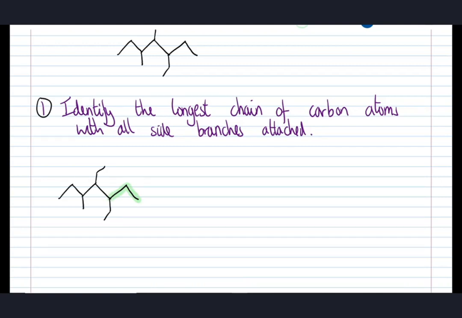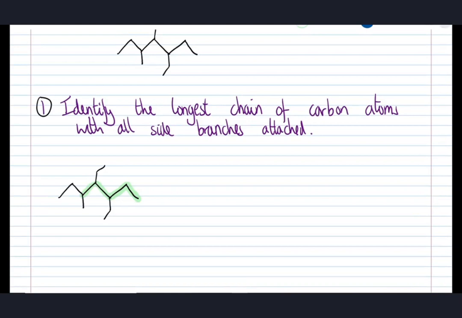Now I've reached a junction. I could go left 2 carbons, or I could go right many more than 2 carbons. So I'm going right. Right, I reached another junction. I could go right for 2 carbons, or go left for more than 2 carbons. So I'm going left. I reached another junction. Could go left for 1 carbon, or right for 2 carbons. I'm going right for 2 carbons. So the green line is my longest chain in the molecule with all the side branches attached.